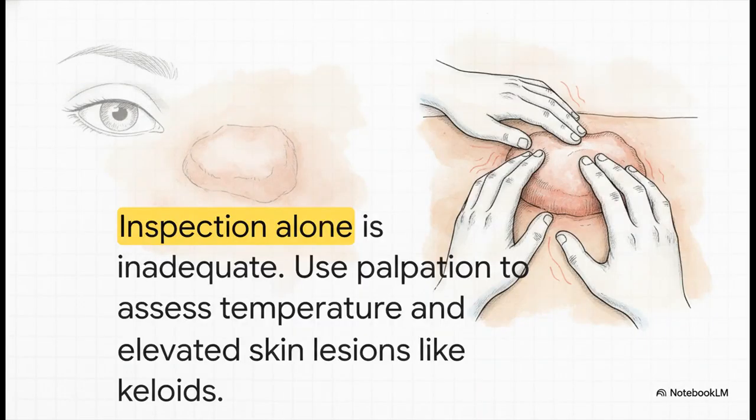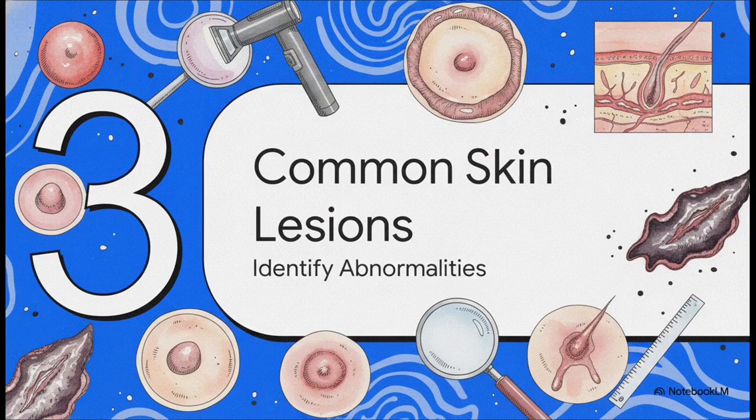Now, I really want to emphasize this point for all the nursing students tuning in. Visual inspection alone just doesn't cut it. Palpation is absolutely crucial. This is especially true when you're examining patients with darker skin tones, where temperature shifts or the presence of elevated lesions, things like keloids or edema, might be visually subtle. You literally have to use your hands to feel for those changes in texture and temperature to get the full clinical picture. All right, Section 3, Identifying Common Skin Lesions.